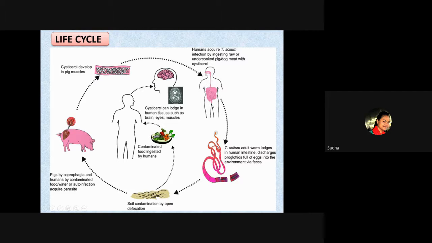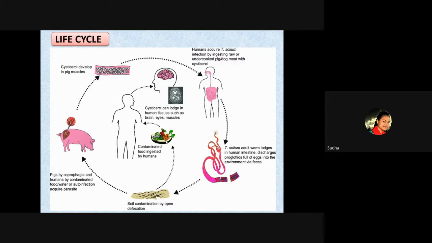Then in the gut, this will again mature and become an adult tapeworm. It will again release its gravid proglottid through the feces into the open environment. It will again get consumed by pigs, or sometimes, if we do not wash our raw vegetables properly and consume them anyhow, then through consumption of these contaminated raw vegetables we can get this cysticercus inside us. So this is how human beings also sometimes get infected with this cysticercus.